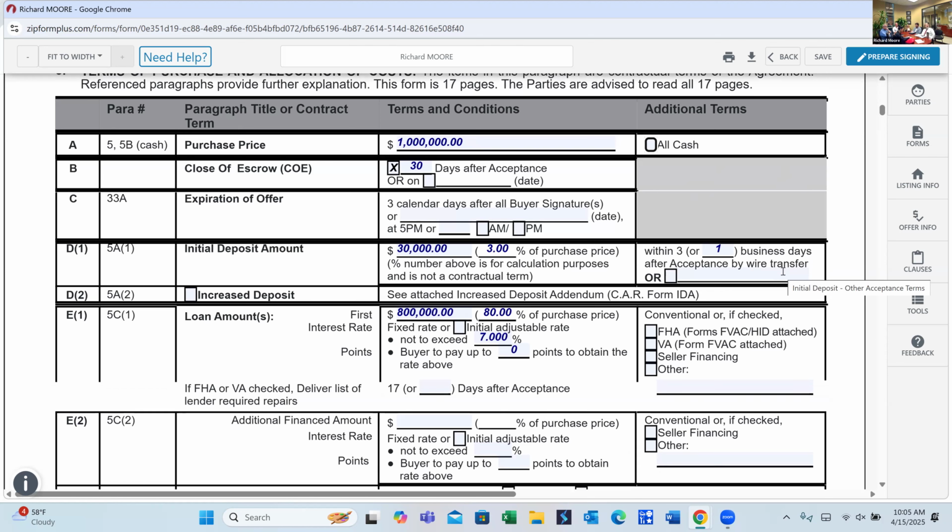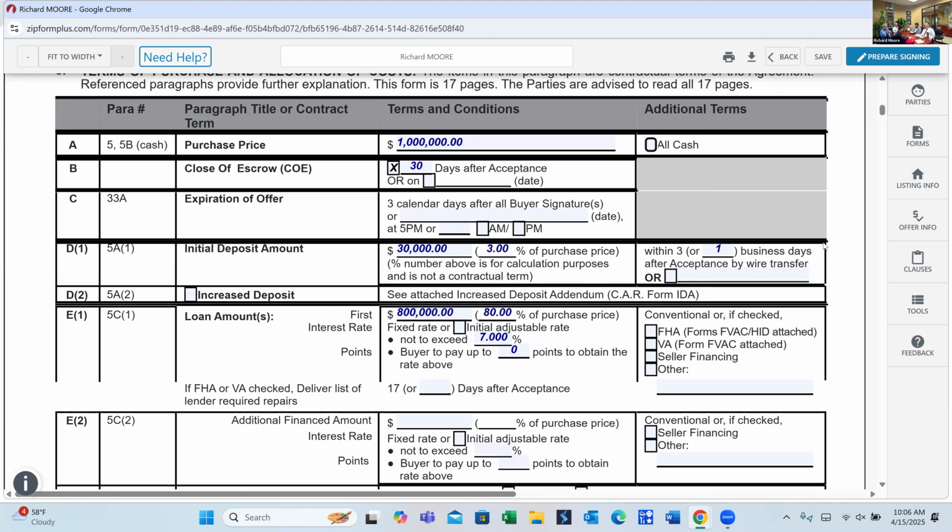Section D1, initial deposit. Now I'm going to say that I'm putting $30,000 down. And the 3% is simply a system calculation of the purchase price. So the percent number above is for calculation purposes only, and it's not a contractual term. So if we were to change the purchase price to $2 million, I'm still only obligated for my initial deposit to deposit $30,000. So keep that in mind.